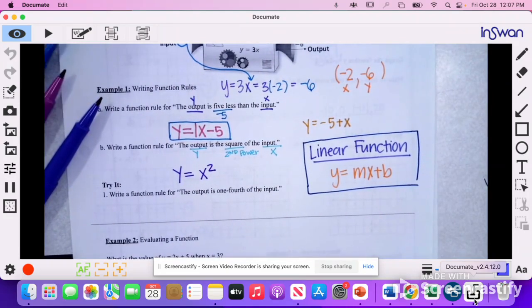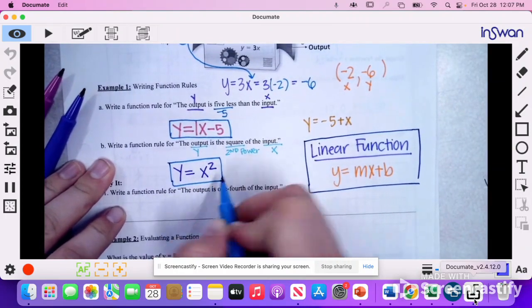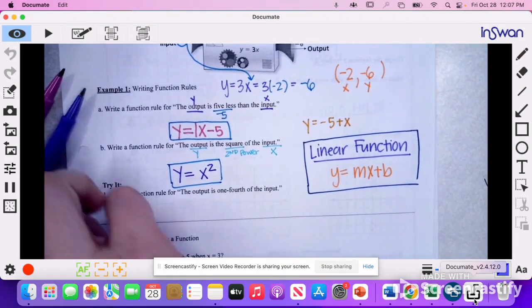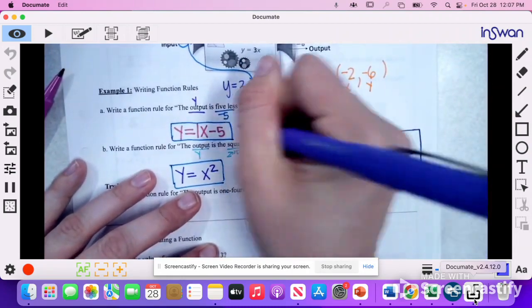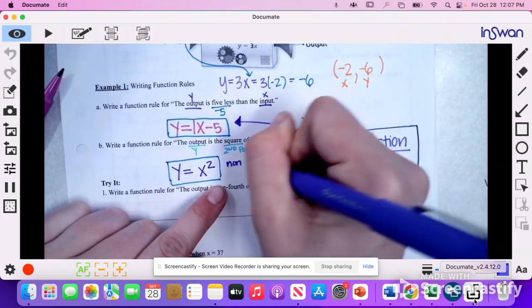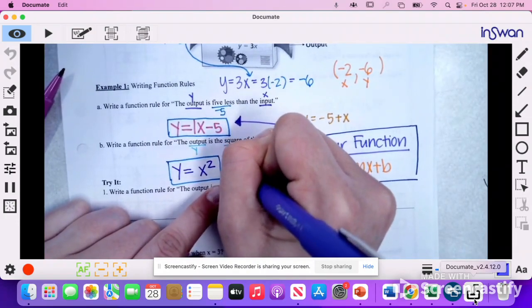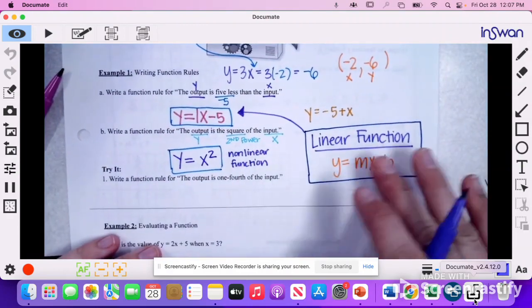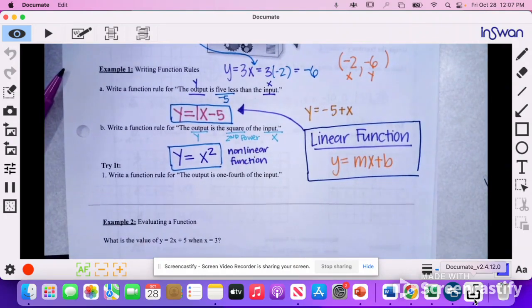Is this a linear function? No. Why not? The second power makes it not a linear function. Okay. So I didn't say you were wrong. So this one's a linear function. This is a non-linear function. Okay. We'll talk a lot more about linear versus nonlinear functions, but I want to make sure that we can see that now.